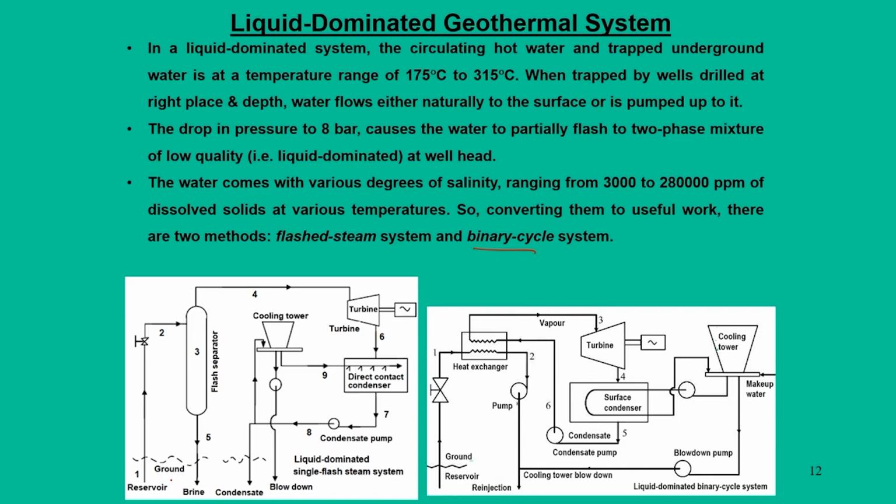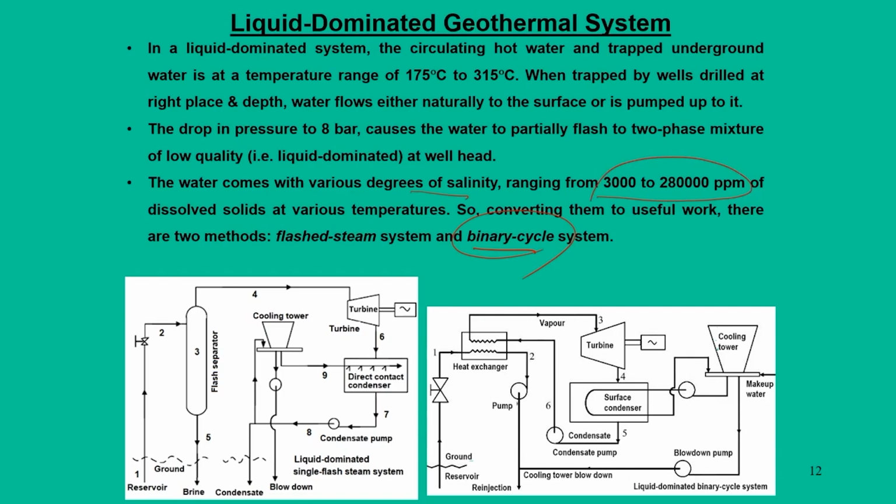Since we are using a secondary working fluid, that cycle we call a binary cycle. So, normally what is the main demerit in liquid dominated systems? When water comes from underground in the form of brine, there are various degrees of salinity, and they range from 3000 to 2,80,000 ppm dissolved solids. So, separation is a big task.